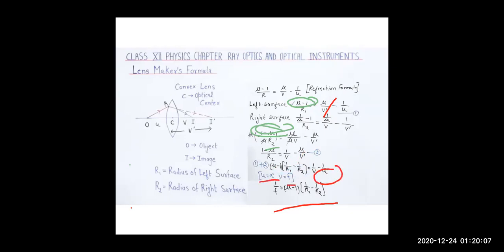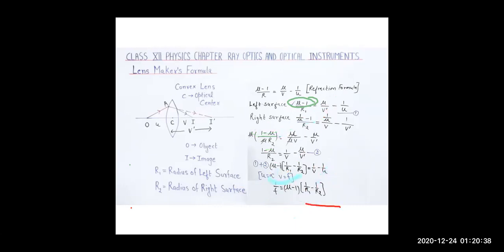So if u is infinity, the image will be formed at f. So substitute the value of u as infinity, 1 upon infinity will become 0, so this will go, because 1 upon infinity is 0, right? And 1 upon v is 1 upon f. So 1 upon f equals (mu minus 1) times (1 by R1 minus 1 by R2).